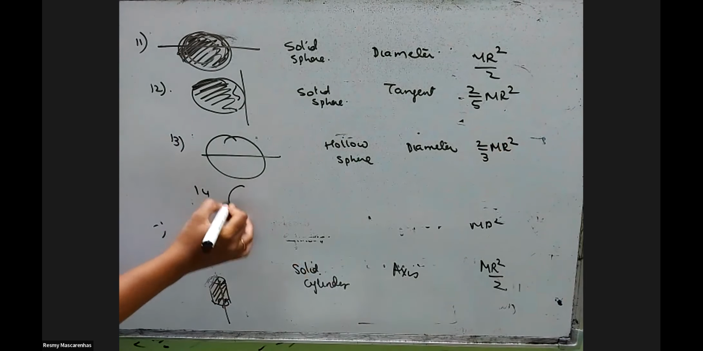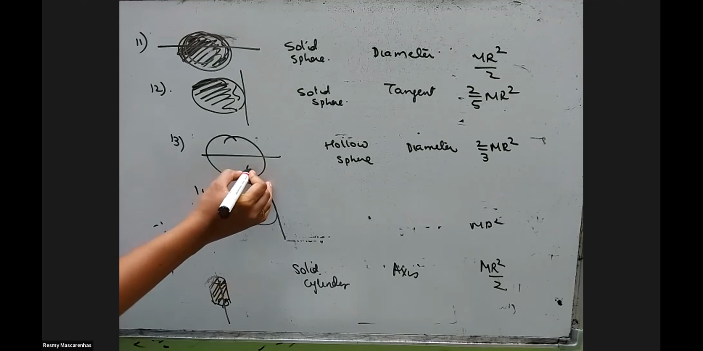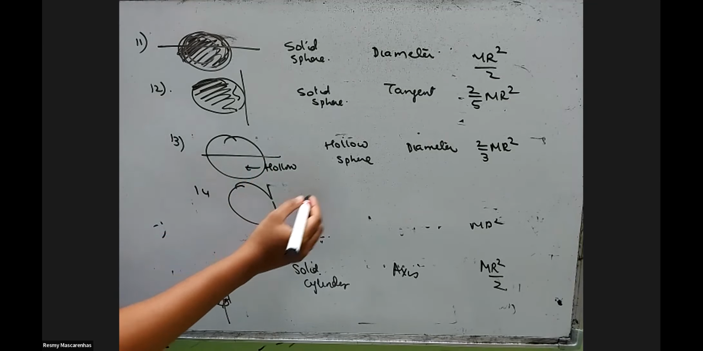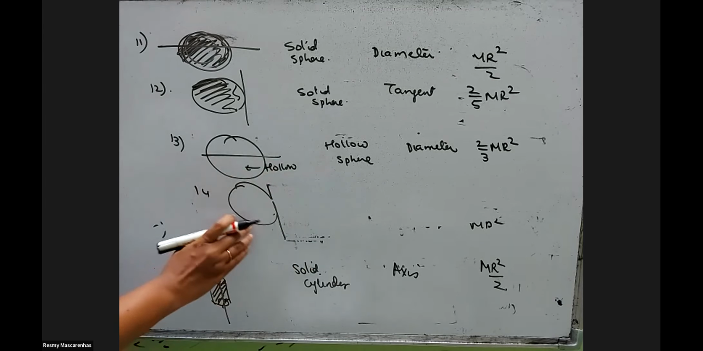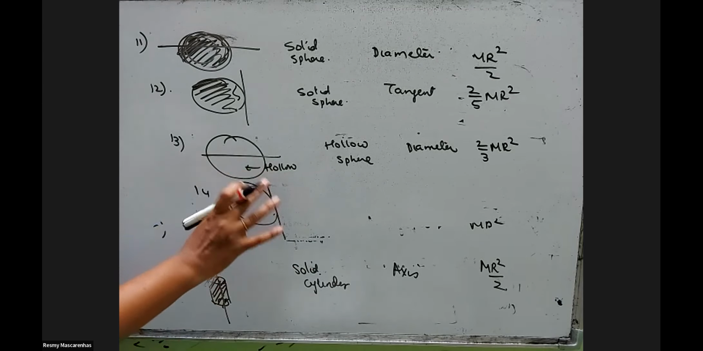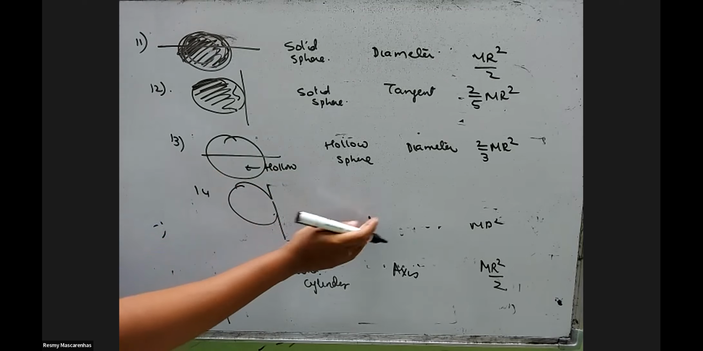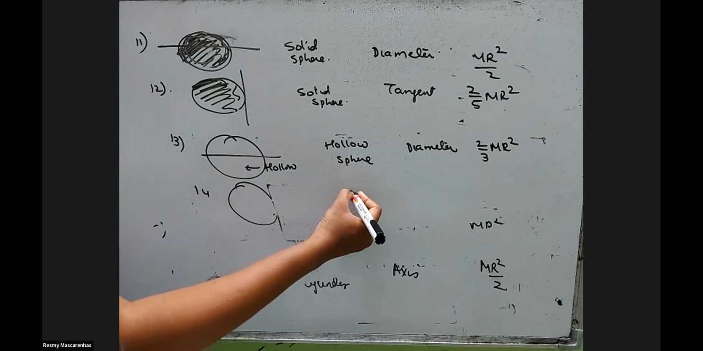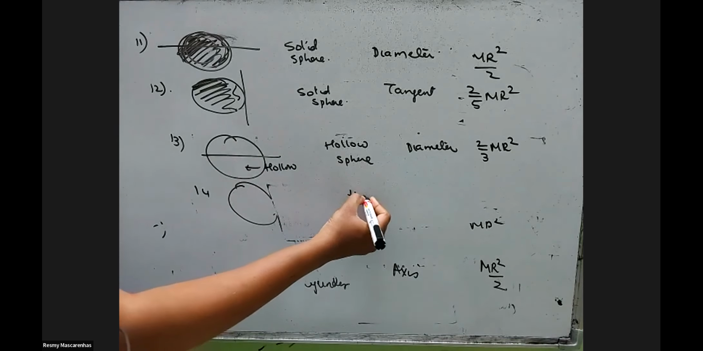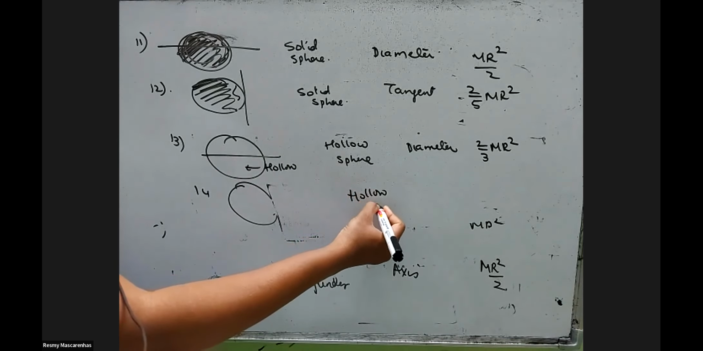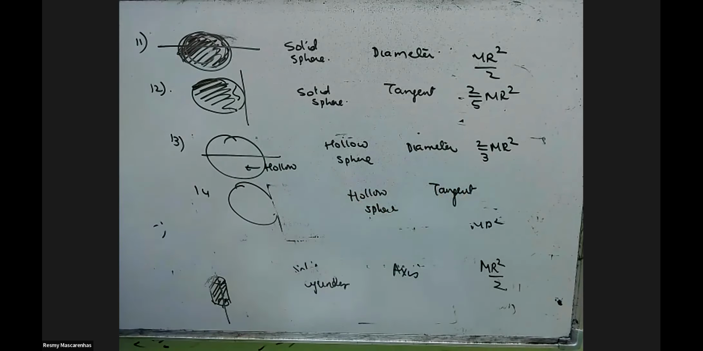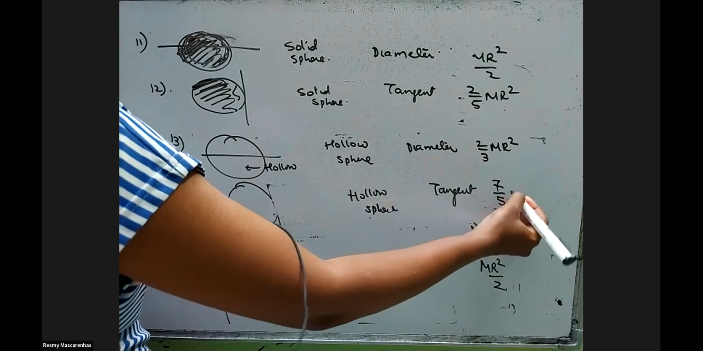14th is with the tangent, for a hollow sphere. It's like a hollow ball, a balloon you can consider as a spherical balloon with a tangent here. You calculate the moment of inertia across this axis. It is a hollow sphere only, but now I'm calculating along the tangent. Then I think we should get 7 upon 5 MR square.